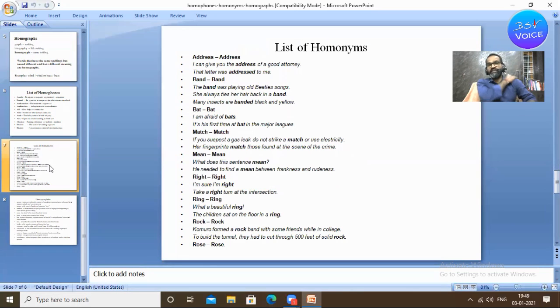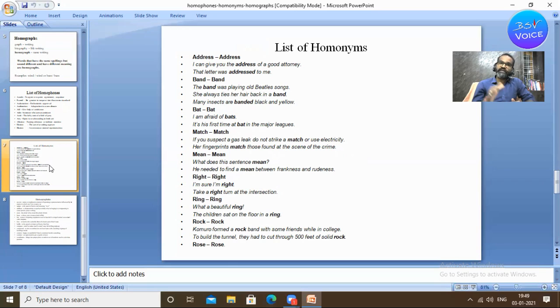So what is can here? Let us see. We can see that address is addressing a person. Address and address are both the same in spelling. I can give you the address of a good attorney.